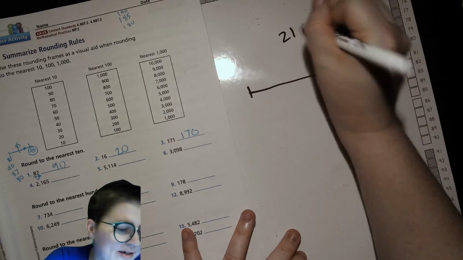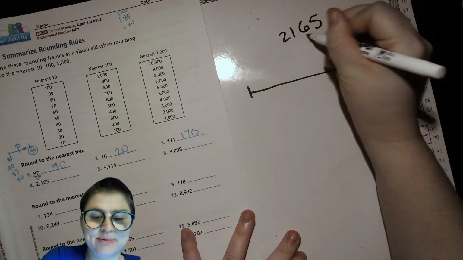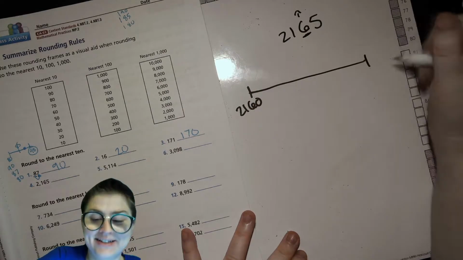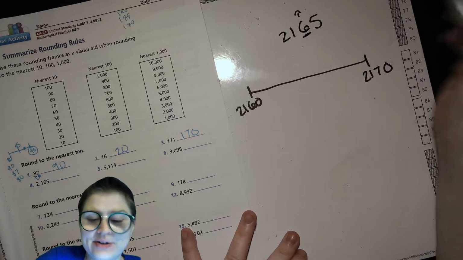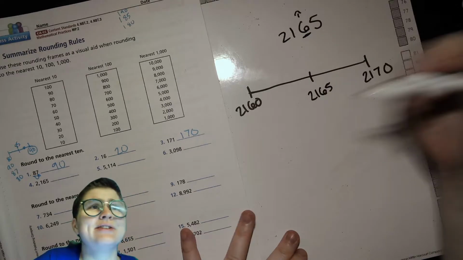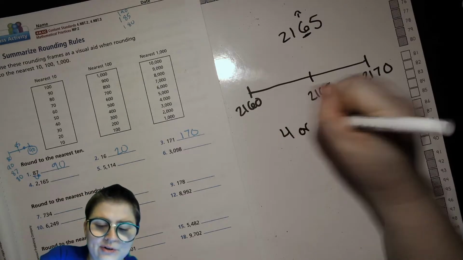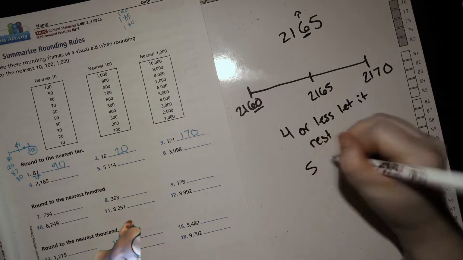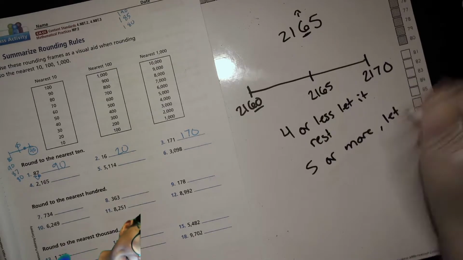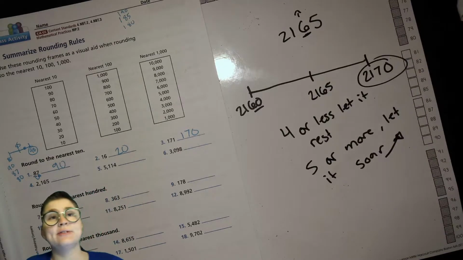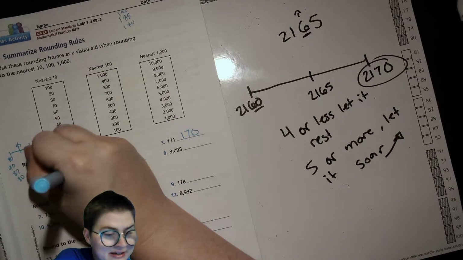All right, ooh, look at this big old number they're trying to scare us with. 2,165. What two tens is that in between? So keeping this here and moving up one. So 2,160 and 2,170, right? So right in between that would be 2,165. Oh no, and that's right in the middle, and that's our number. So what do we think? 4 or less, let it rest at 10 where it is. 5 or more, let it soar. Let's go up to the next one. So that'll be 2,170. Okay.